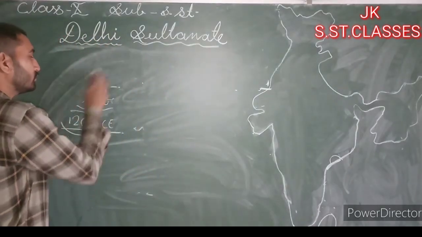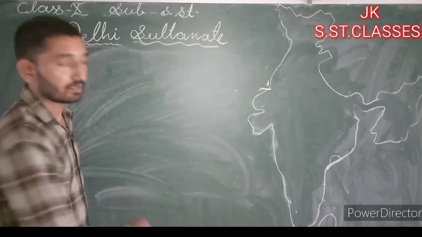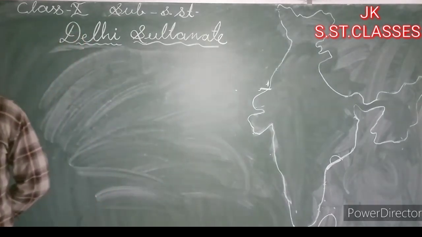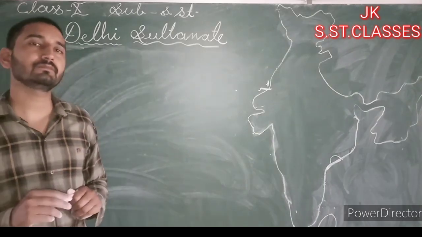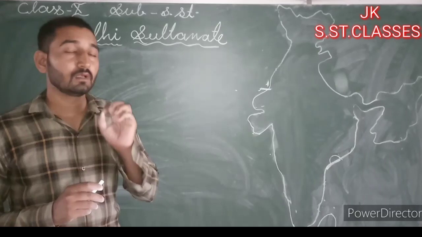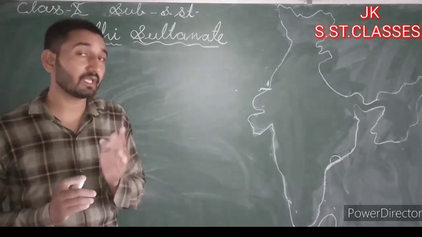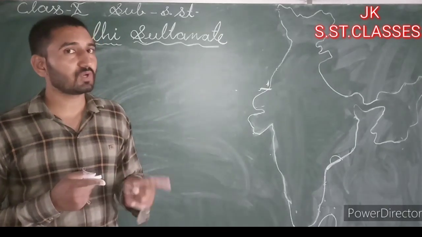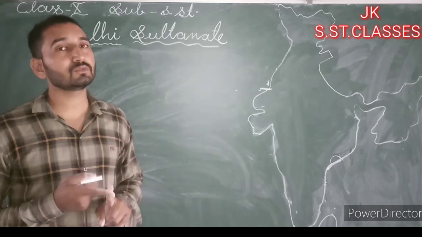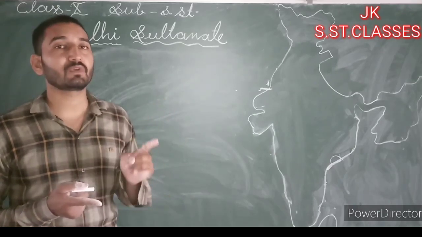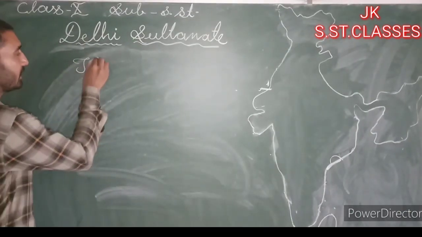Qutbuddin Aibak is known as the founder of the Delhi Sultanate, but the true founder of the Delhi Sultanate was Iltutmish. Keep these things in your mind. Make it clear. Qutbuddin Aibak was the founder of the Delhi Sultanate and Iltutmish was the true founder of the Delhi Sultanate.